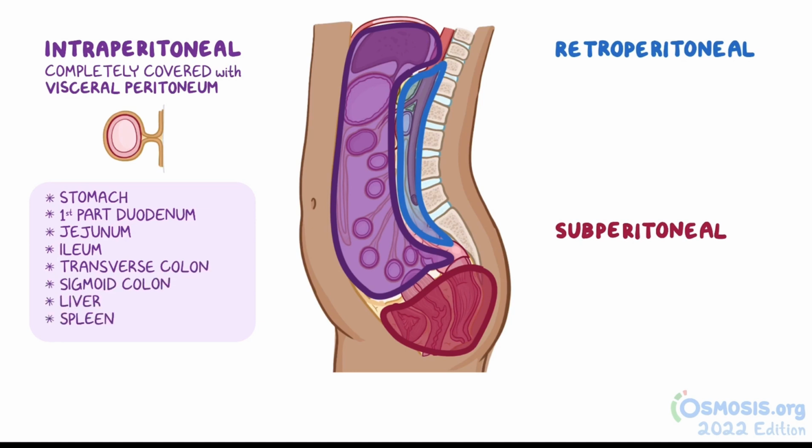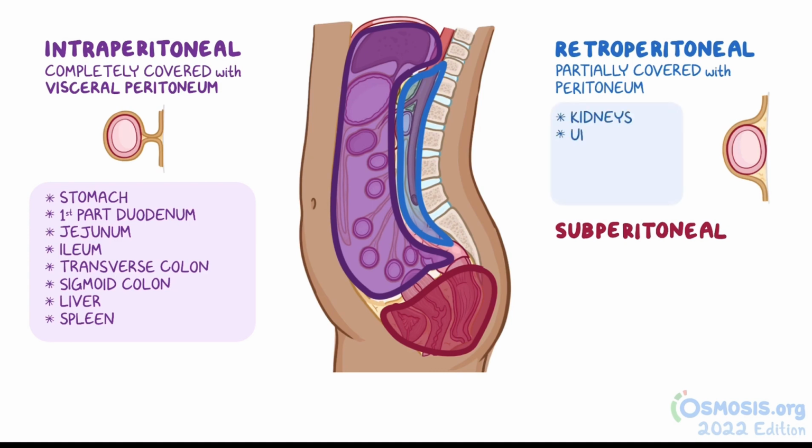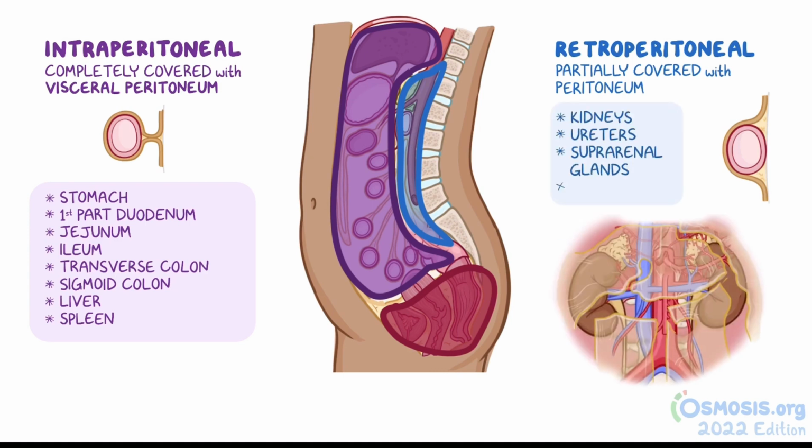Now, the retroperitoneal organs, also known as primarily retroperitoneal, develop posterior to the peritoneal cavity, outside of the peritoneum, so they're only partially covered with peritoneum. The retroperitoneal organs include the kidneys, ureters, suprarenal glands, and rectum.